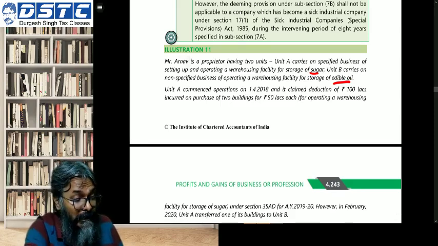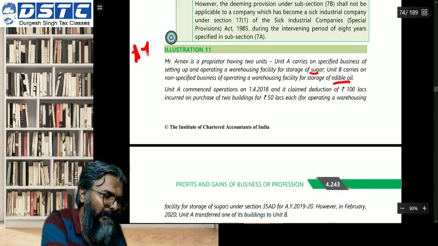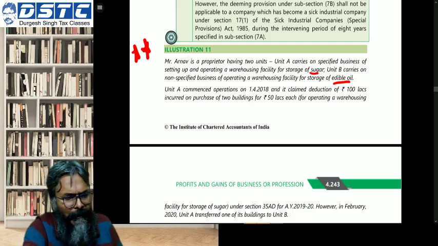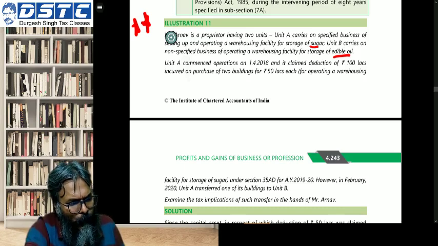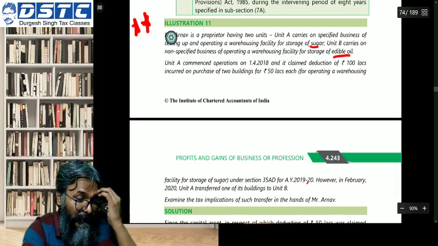First is the specified business. Even this one, students, mark this one for examination. 10 and 11 examination question. Unit A commenced operation on 1st of April 2018 and it claimed deduction of rupees 100 lakhs incurred on purchase of two buildings for rupees 50 lakhs each for operating a warehousing facility for storage of sugar, under section 35 AD for AY 1920.